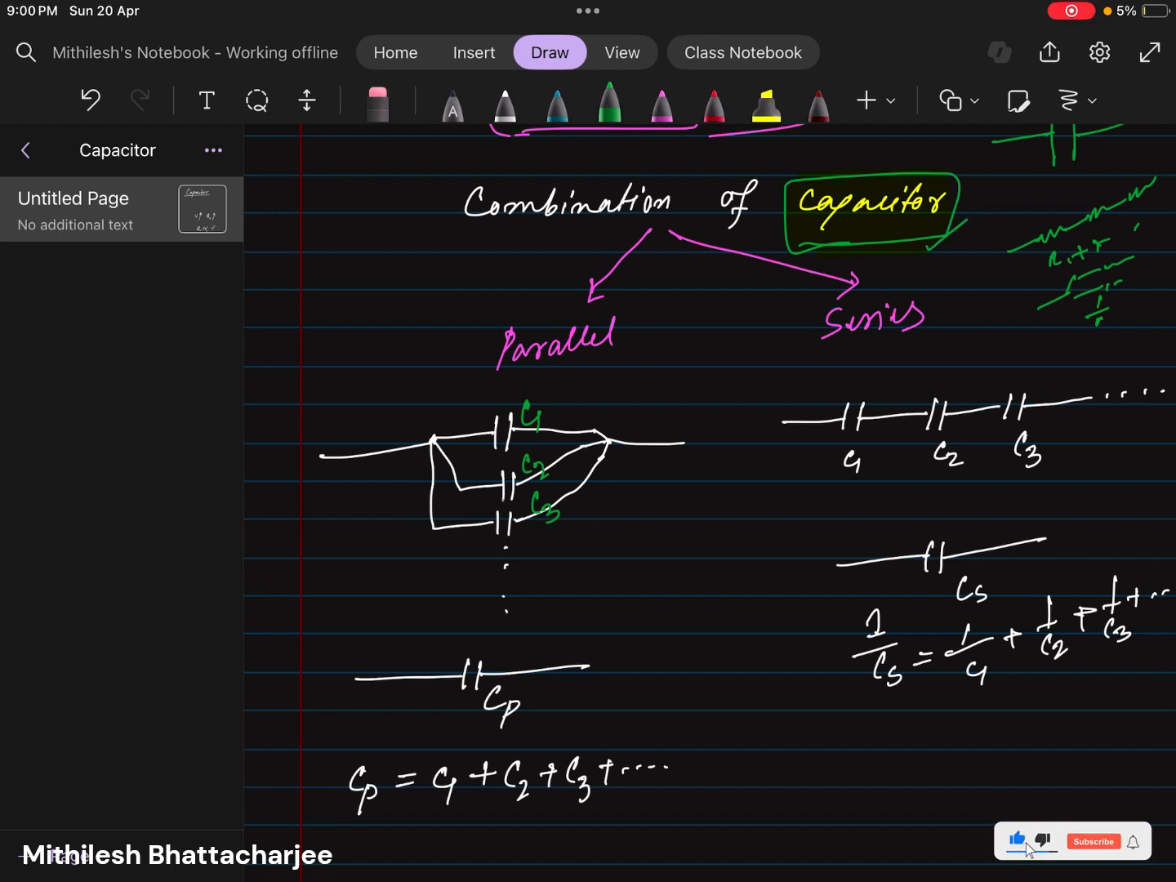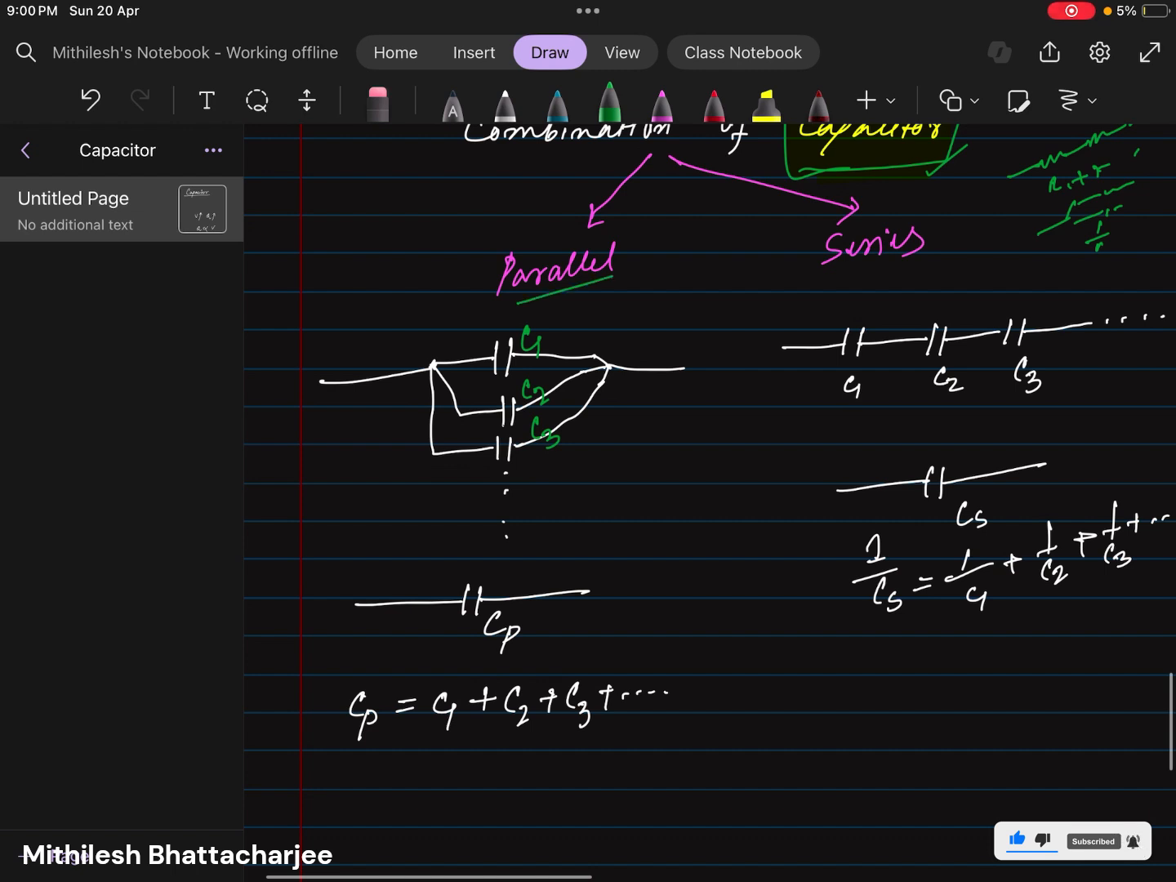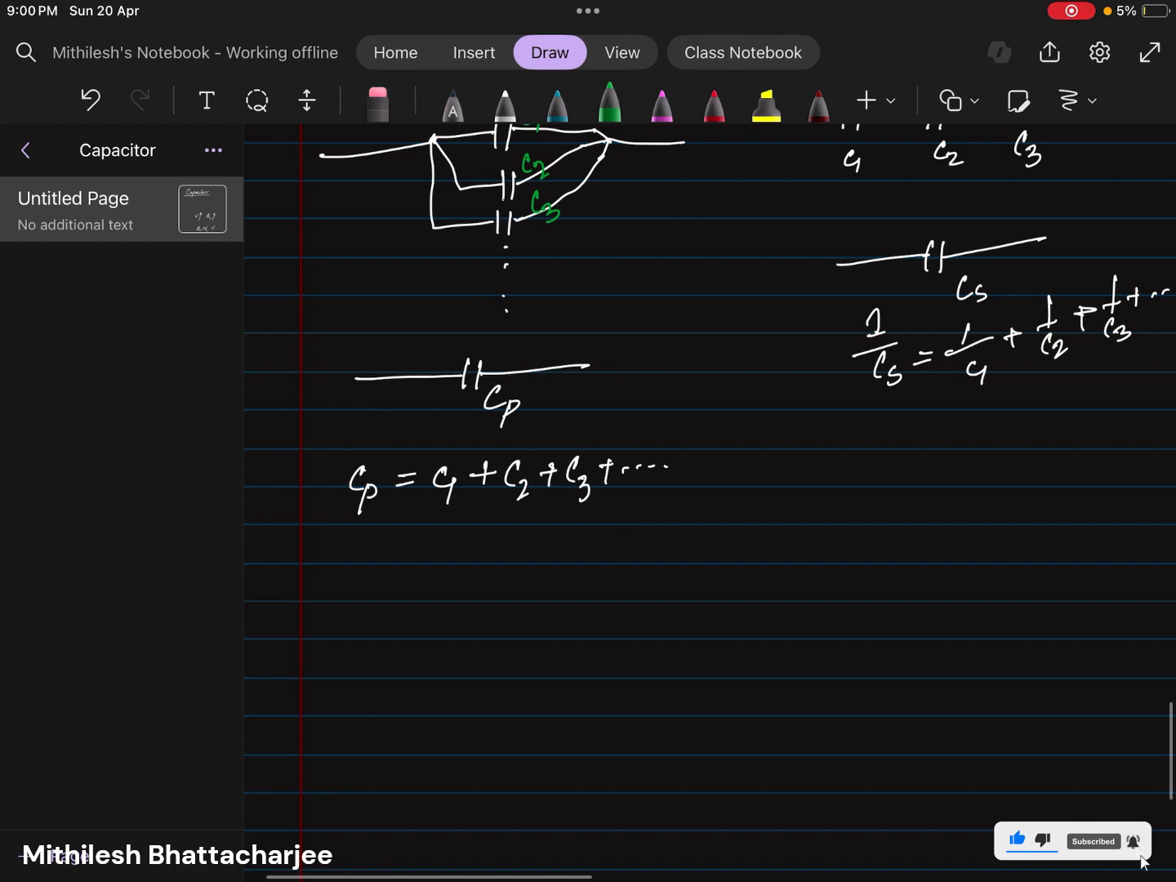Okay. In case of the parallel combination, Cp is equal to C1 plus C2 plus C3. In case of the series combination, 1 by Cs is equal to 1 by C1 plus 1 by C2 plus 1 by C3 plus dot dot dot, however many capacitors there are.